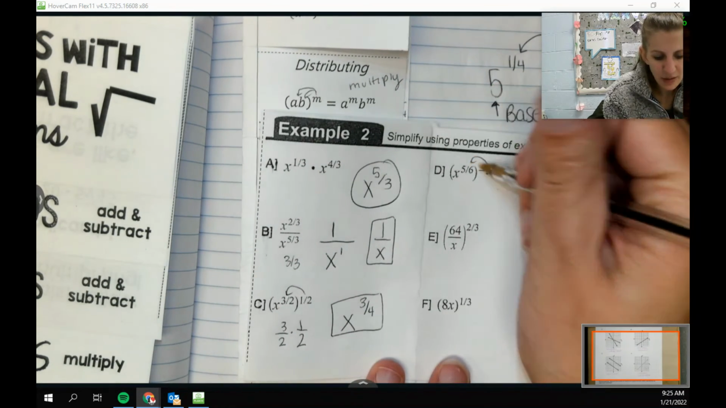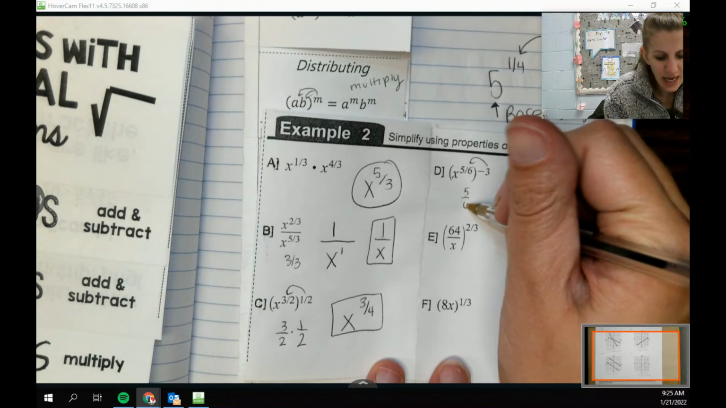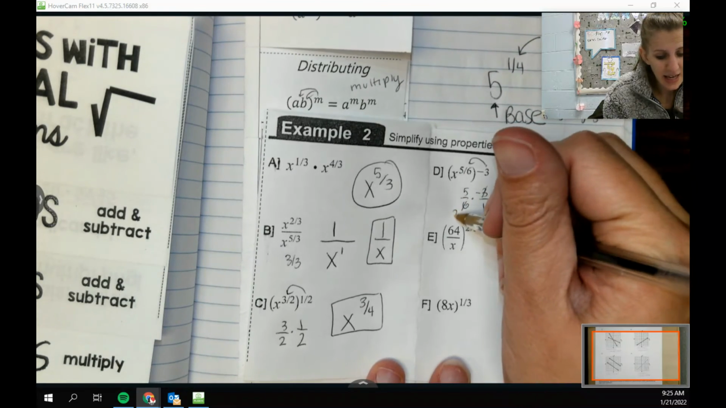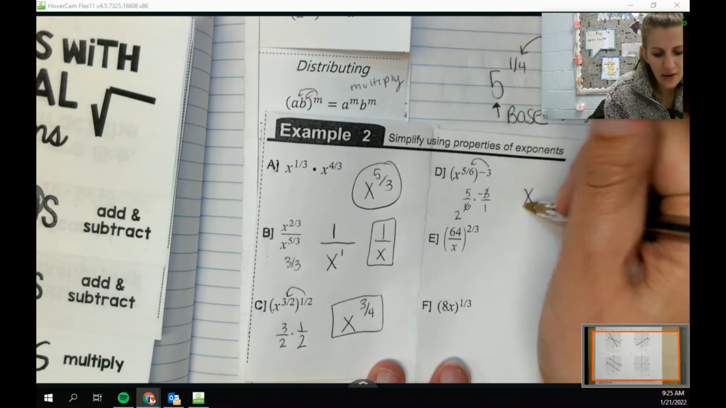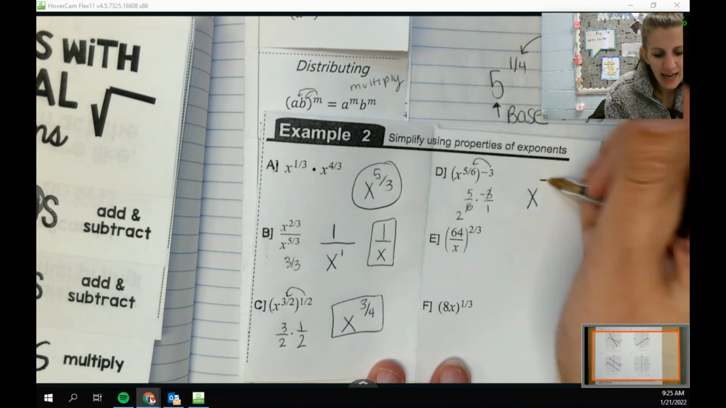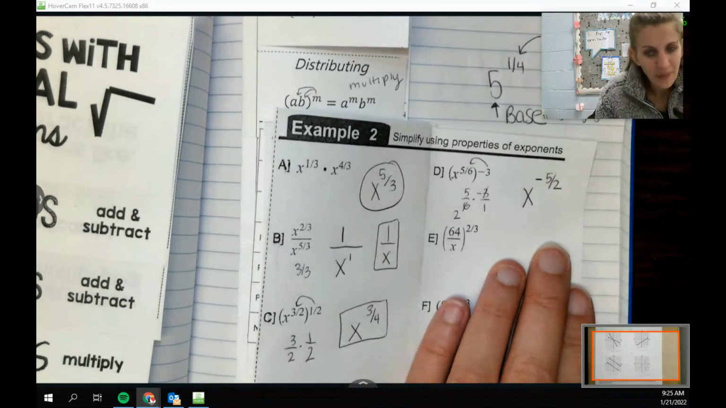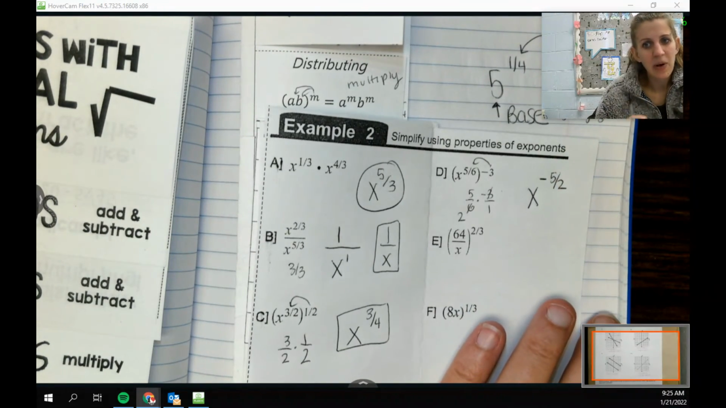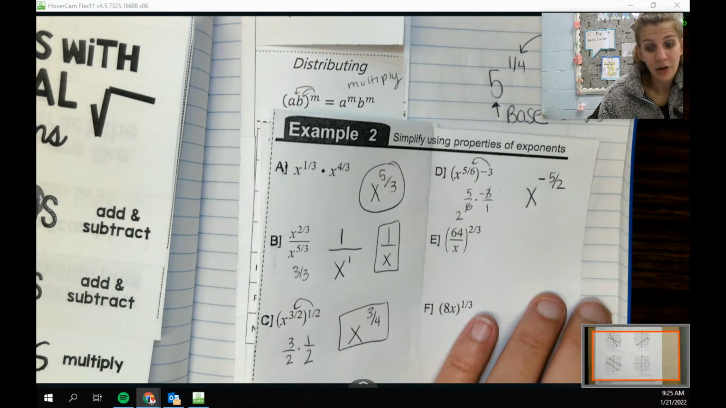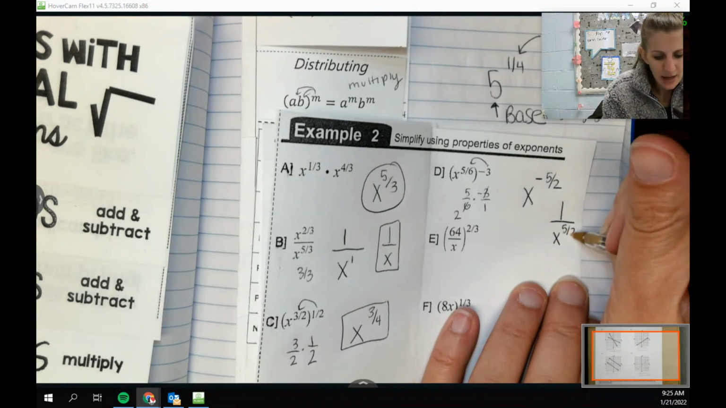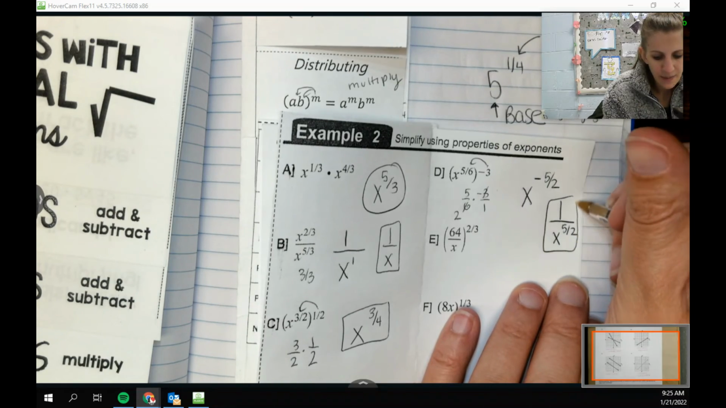Here we can distribute, we can multiply, so 5 over 6 times negative 3 over 1. So I can cross multiply a little bit on that one. So x to the negative 5 over 2. Can't have a negative exponent, so currently this guy is in the numerator. We're going to move it to the denominator so that it can be positive.